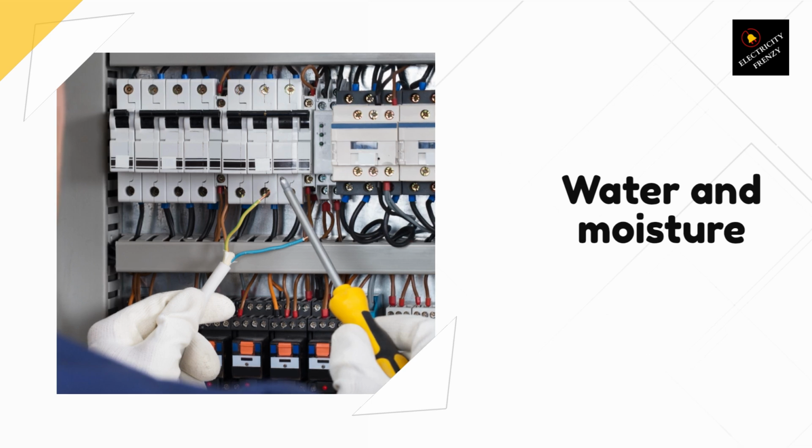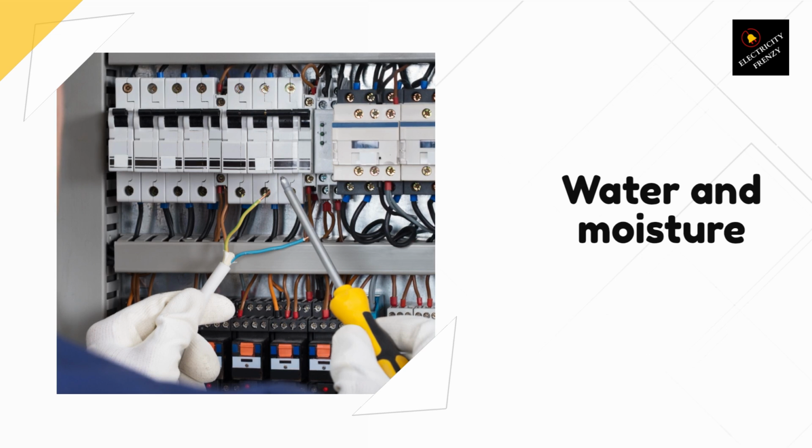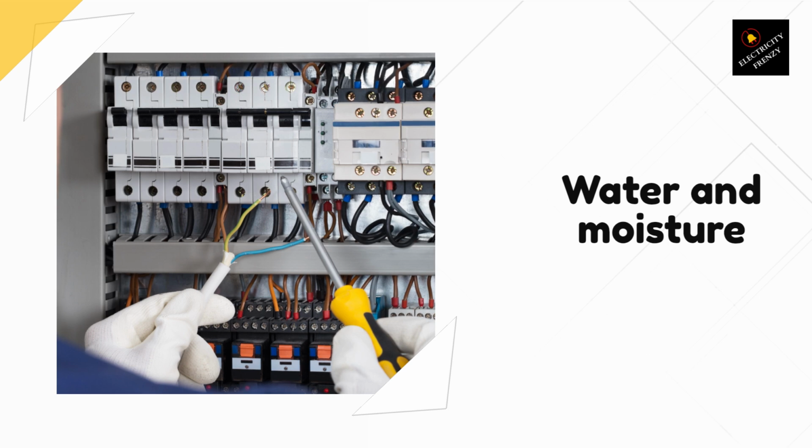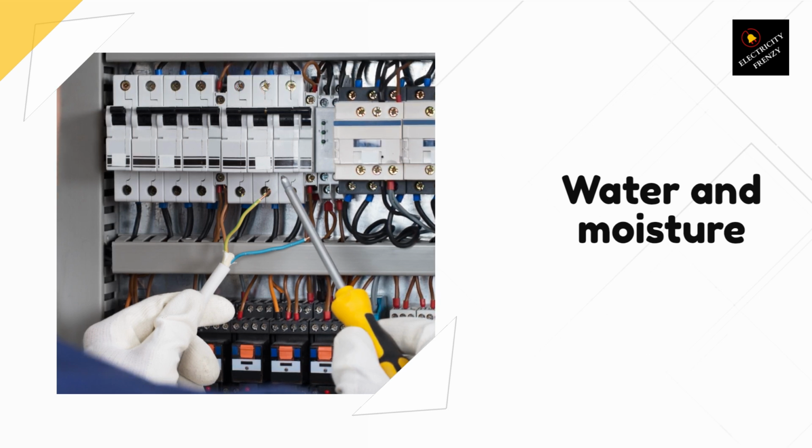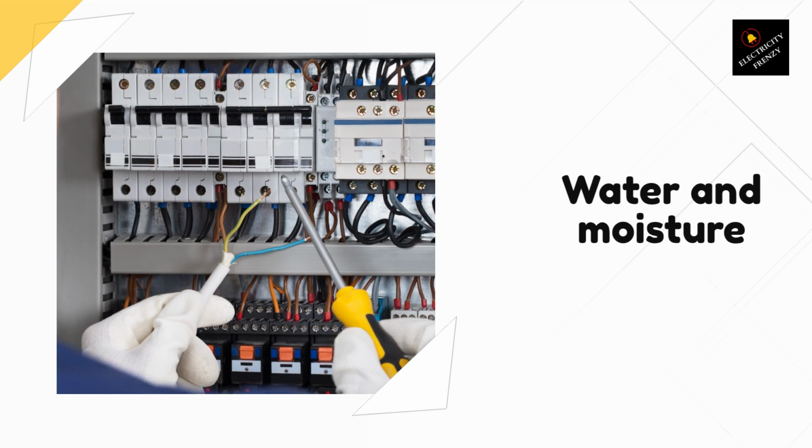Water and moisture. Water and moisture can be detrimental to electric motors. Exposure to water or high humidity levels can cause corrosion, leading to insulation breakdown and short circuits. Moisture can also accelerate the wear and tear of internal components and cause corrosion, ultimately resulting in motor burnout.